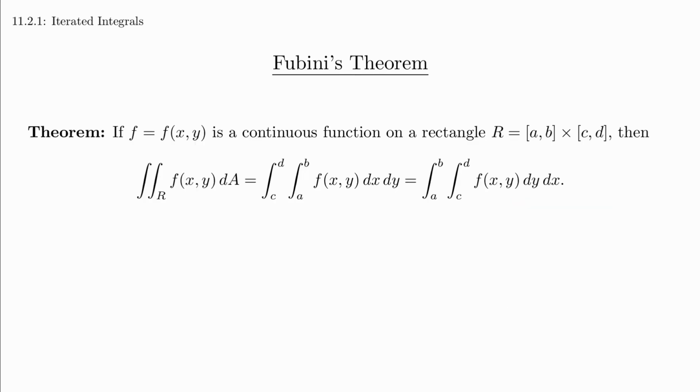Theorem: if f is a continuous function on a rectangle R, then the double integral can be calculated as an iterated integral in either order, and the result of both calculations will be the same.